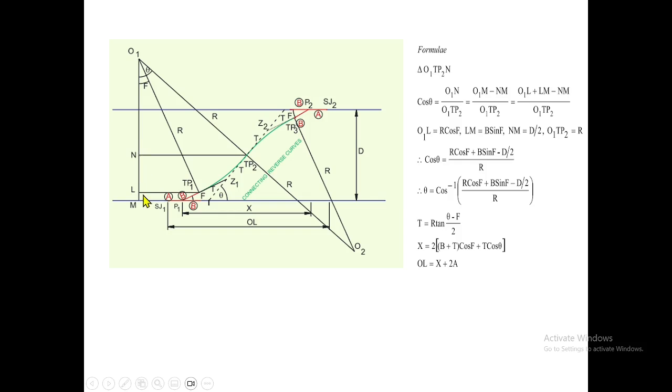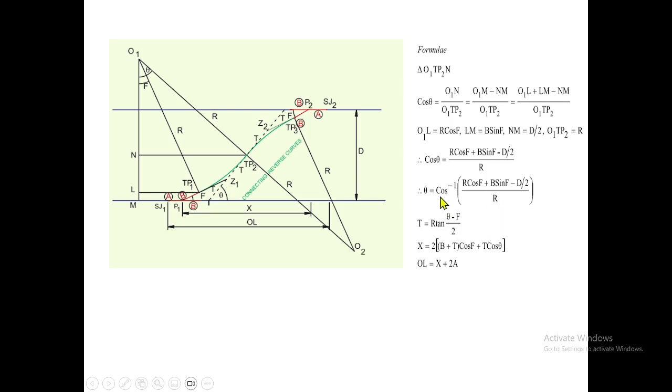That Lm you know pretty well. In this triangle, this is f, this is b, so this will be equal to b sin f. So Nm is equal to d by 2. This we know. So from here you will be able to get the equation for cos theta, that means O1N divided by r. We already have all the values, and ultimately we will get r cos f plus b sin f minus d by 2, divided by r, will be cos theta. Theta is equal to cos inverse of this.